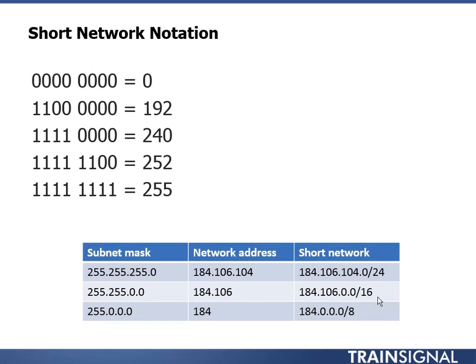So we just add a /16 after the network number. And if you just have the first octet, 8 ones, you can just write /8. Again, you don't have to divide these up in groups of 8. You could have a /12 or a /18. You have a lot of flexibility there.